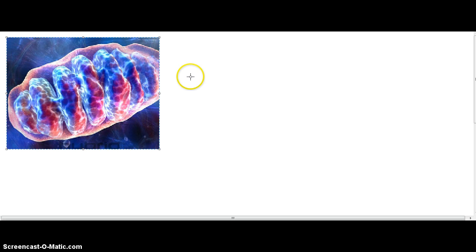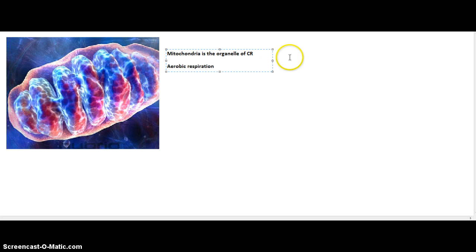All right. We'll talk about the difference between aerobic and anaerobic respiration. So here's a googly picture of a mitochondria. The mitochondria is the organelle of cellular respiration, all right? Which means also that mitochondria is the organelle of aerobic respiration. Aerobic respiration occurs in mitochondria.